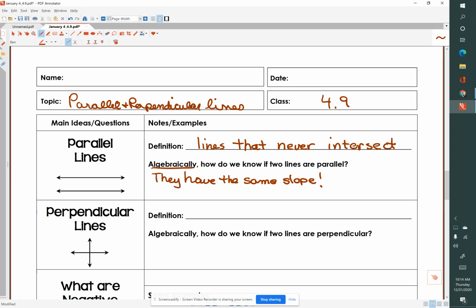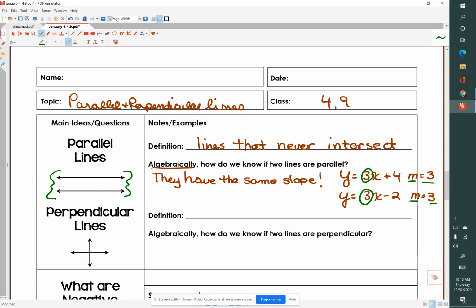Okay, so let's look at a couple of equations. y equals 3x plus 4, and the slope here is 3. Or we could have, these are in slope-intercept form, y equals 3x minus 2, and again, the slope here is 3. So these two equations have the same slope, where m equals 3. So that's your definition for parallel lines, and this is what they look like.